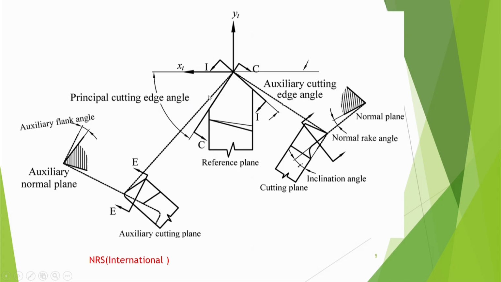In the ASA system we tell the side rake angle, so the side rake angle is 90 degrees minus the principal cutting edge angle, but there we also tell the end cutting edge angle. The end cutting edge angle is the same as the auxiliary cutting edge angle. So this is basically the same in all these systems, the auxiliary cutting edge angle. And now here we can take a cutting plane.